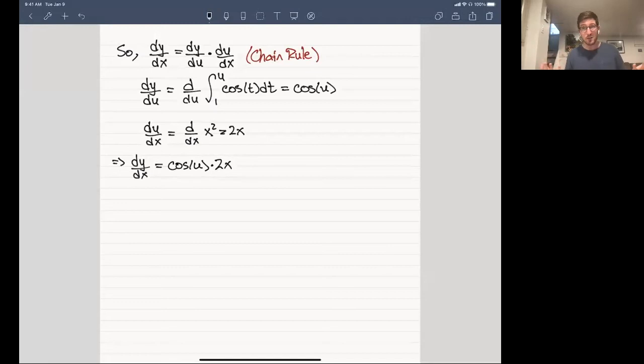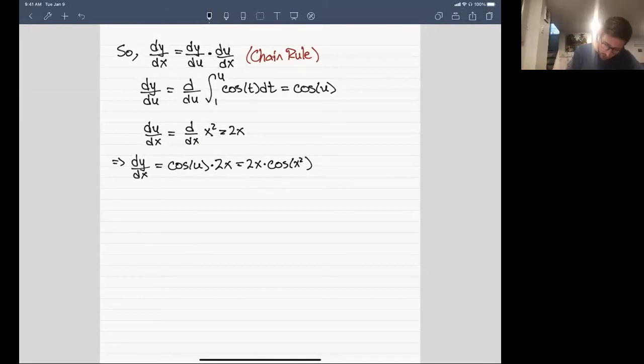Now, luckily, u is just equal to x squared, so I can simply substitute that back in and give you the derivative of y with respect to x as a function of x only. So I'm going to move the 2x into the front. I like to put my trigonometric terms on the end, and this gives me 2x cos of x squared. There is my derivative just using the chain rule. So now we have another addition to the list of rules that we can use for taking derivatives, right? We've got the product rule, we've got the chain rule, we've got the quotient rule, and now we've got the fundamental theorem of calculus, part 1.